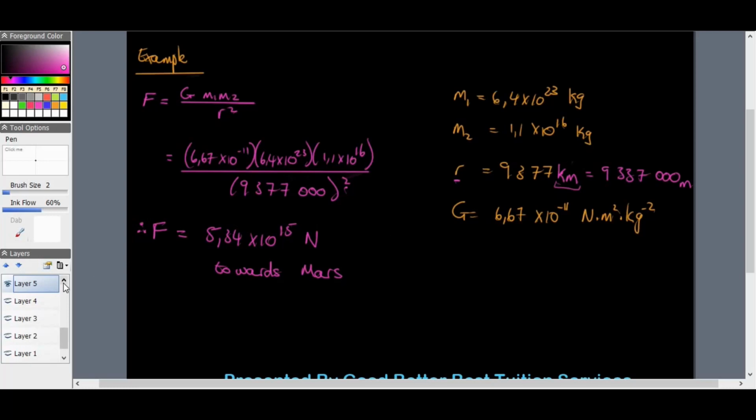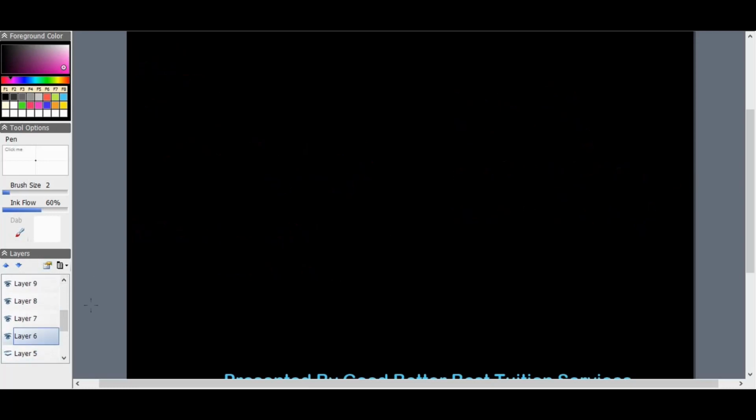Because we all know what gravity is on Earth, right? Gravity is 9.8 meters per second squared on Earth. But gravity is not the same on another planet. Gravity is not the same on the moon. And the moon is a planet, by the way. Gravity is not the same there. Mars is not the same. Gravity on any other planet is not the same as it is on Earth.